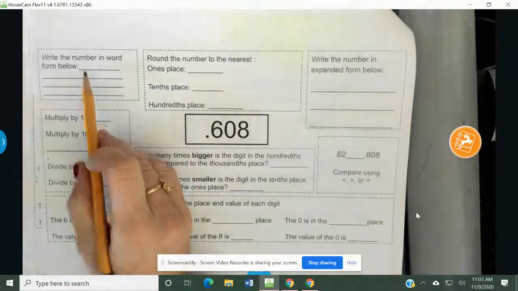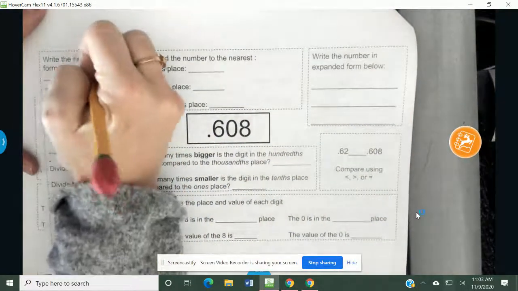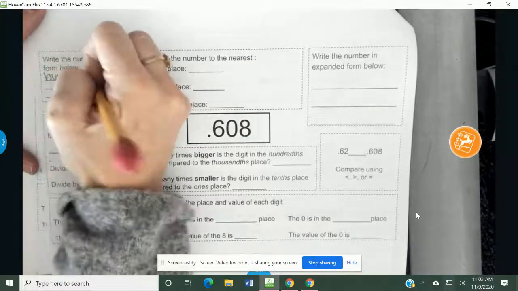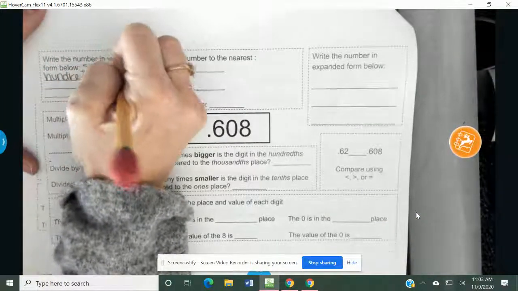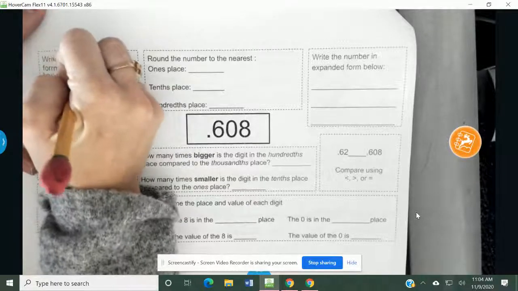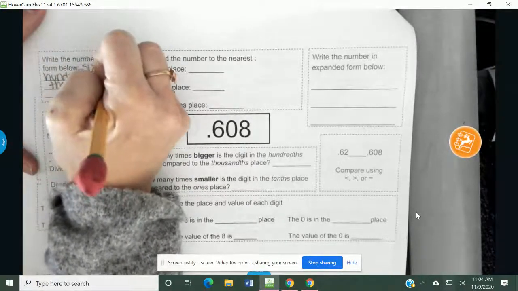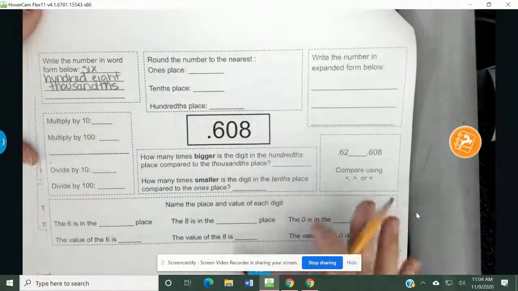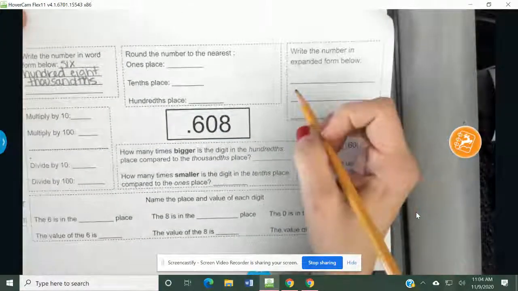So let's go ahead and do the word form. 608 thousandths. That is how you do word form of this number. Let's go ahead and talk about expanded form.